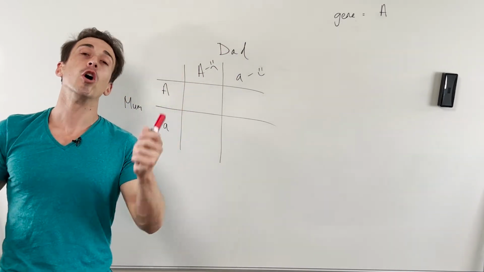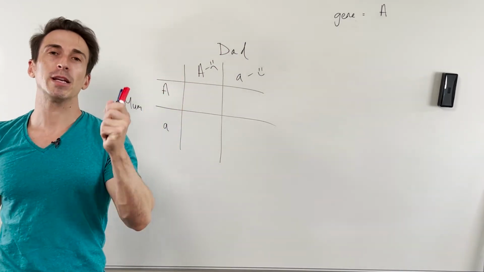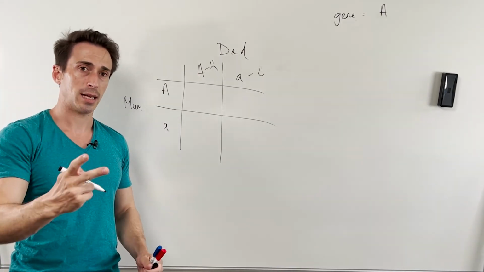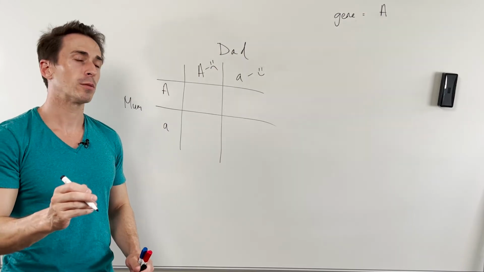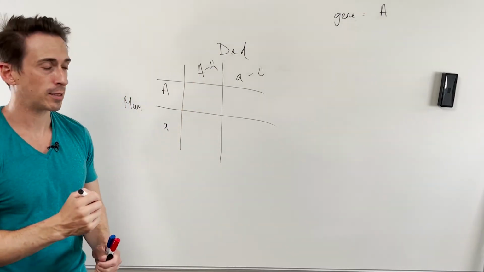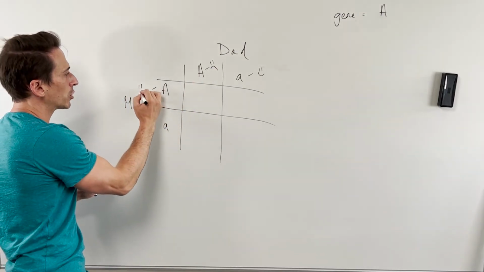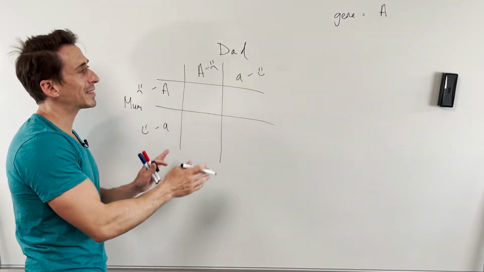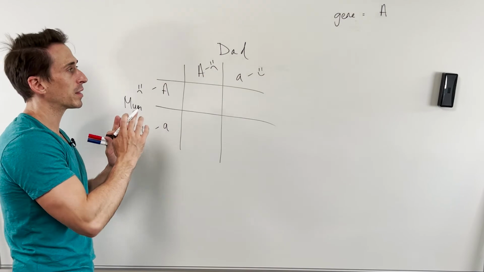I'm going to say it again. Recessive inheritance means you must have 2 dodgy copies to get the disease. Dominant inheritance means you only need 1 dodgy copy to get the disease. So here, mum has 1 dodgy copy and 1 good copy, and same with dad. But because it's a recessively inherited disease, they're all good.